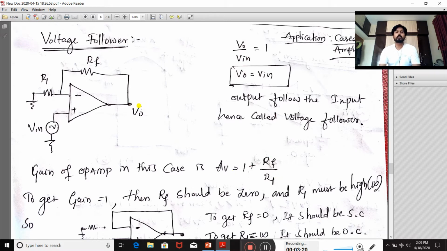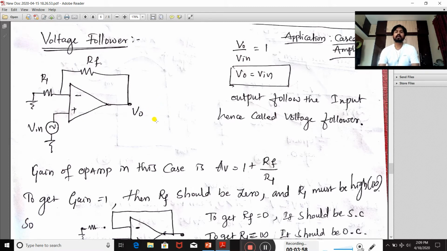And what is V0? Here in this case I want Vin only. That means the output should follow the input voltage. Whatever input you are applying, that same input should appear at the output side. So you should get V0 equal to Vin. But when you are using an op amp, it has its own gain, denoted AV. So V0 is always AV into Vin. But what is required is Vin. Now just think how we will get V0 equal to Vin.